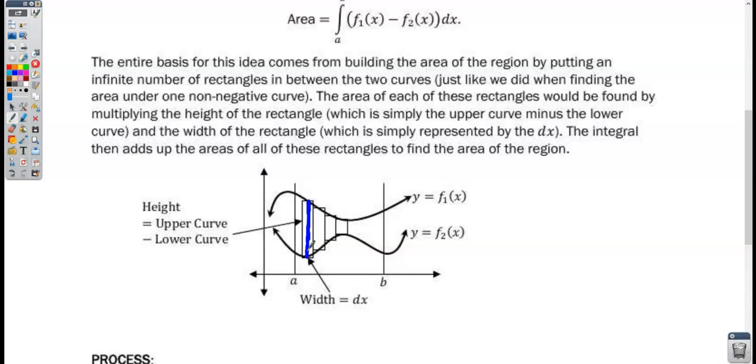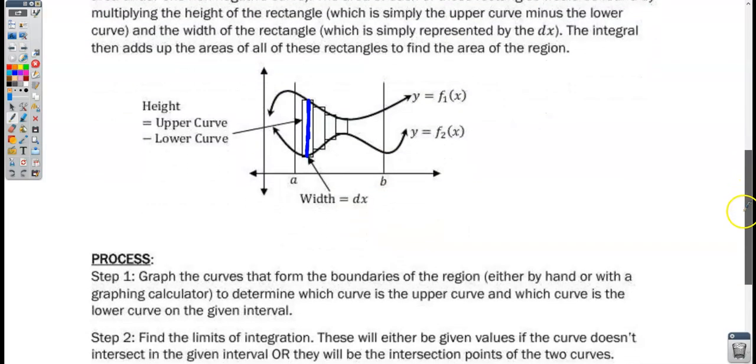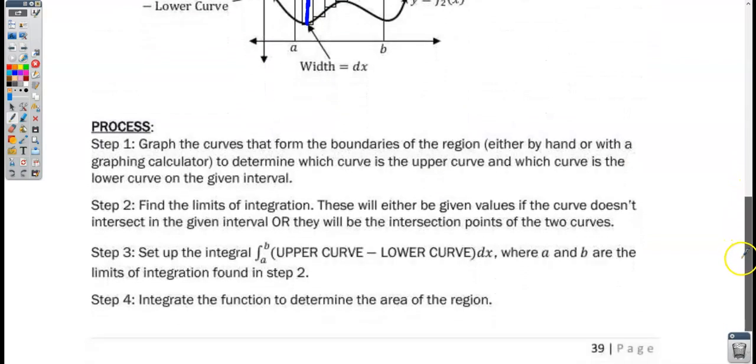All right, what else do we need to be concerned with? Well, we need to make sure everything in our integral is in terms of the same variable, that the limits of integration are x coordinates, and that the functions are functions in terms of x, and that we integrate in terms of x. Other than that, pretty straightforward.